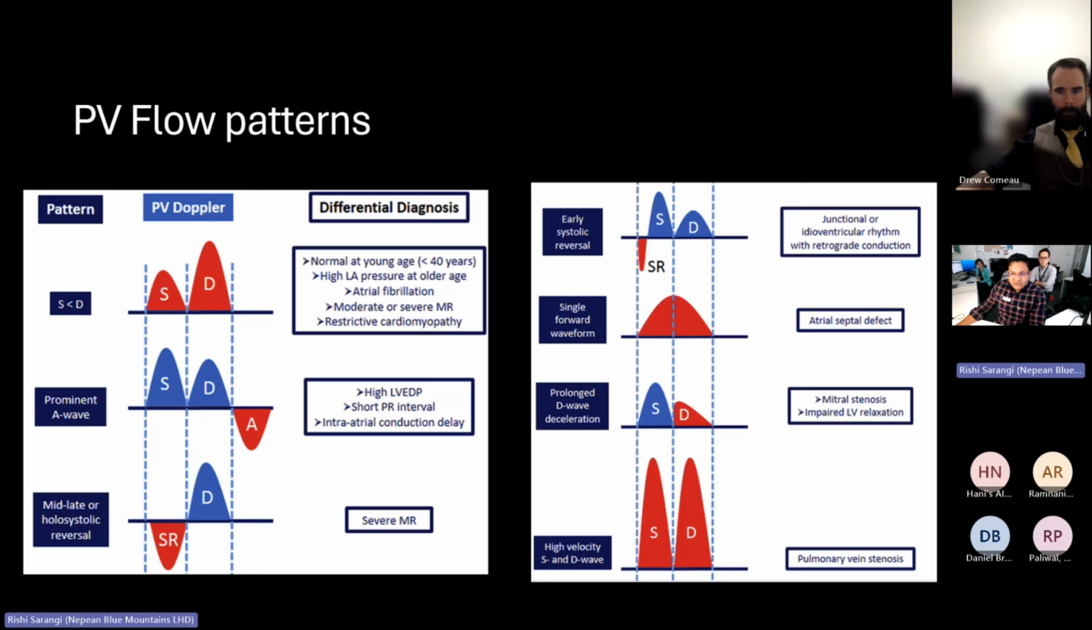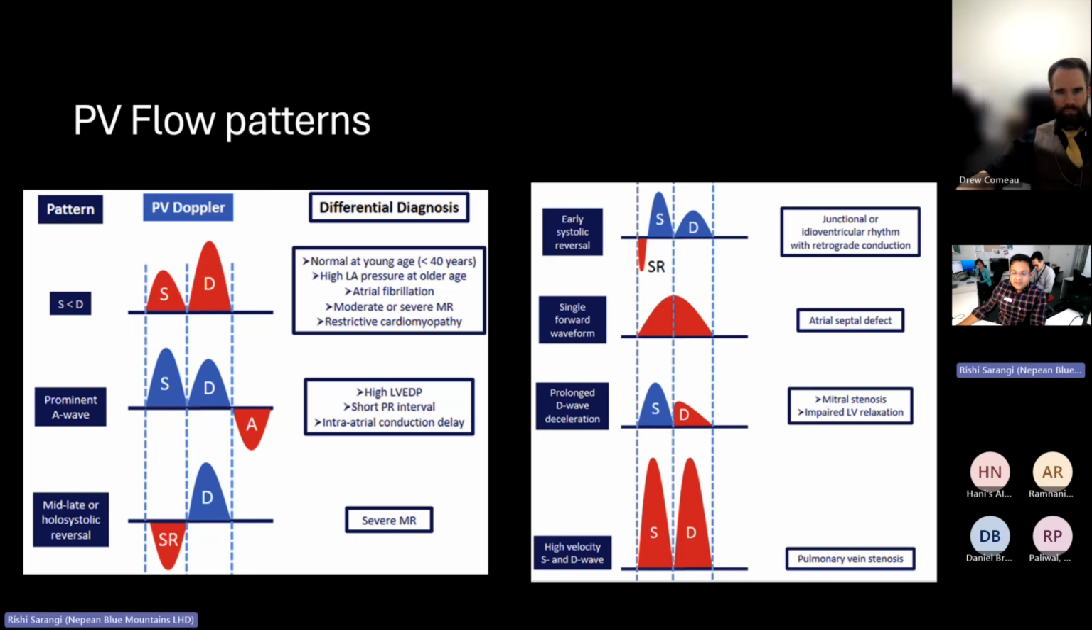Early systolic reversal is rarely seen, but we see it in clinical practice in our ICU patients, in junctional rhythm, nodoventricular rhythm, and in patients with a large ASD. Most of these, if there is a left to right shunt, the left atrial blood flow is directly shunted into the right, and you can only get a single forward wave motion, as you can see.